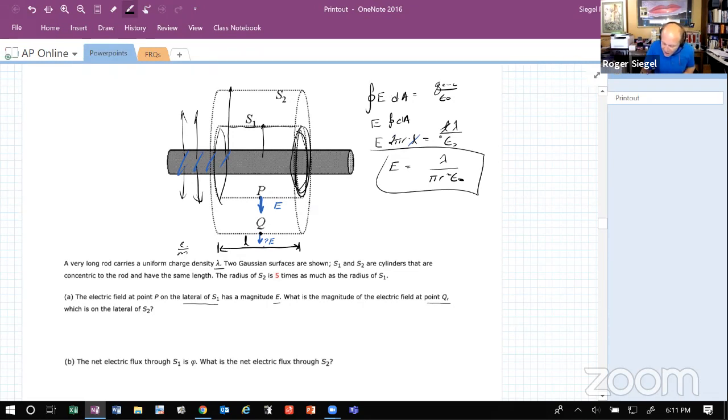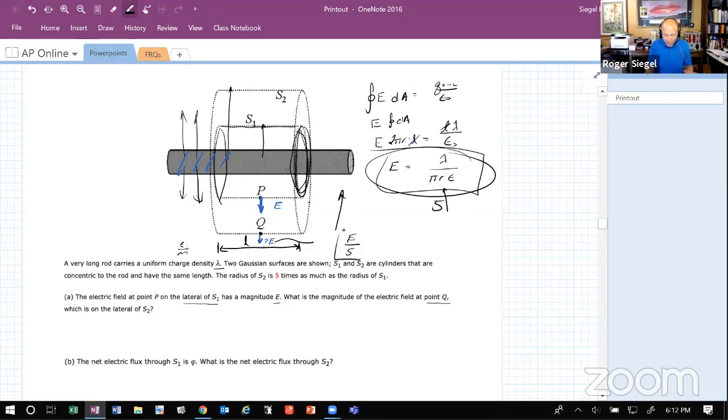And so let's come back here, and we can see that the L's cancel. I knew that was wrong when I saw the R squared, because the answer to this is R to the 1. The previous one was R squared. Why? This is a cylinder. The other one was a sphere. And so that is our dependence. So if we have a 5-fold increase in the radius, what do we have in the electric field? Well, that's going to be E over 5.